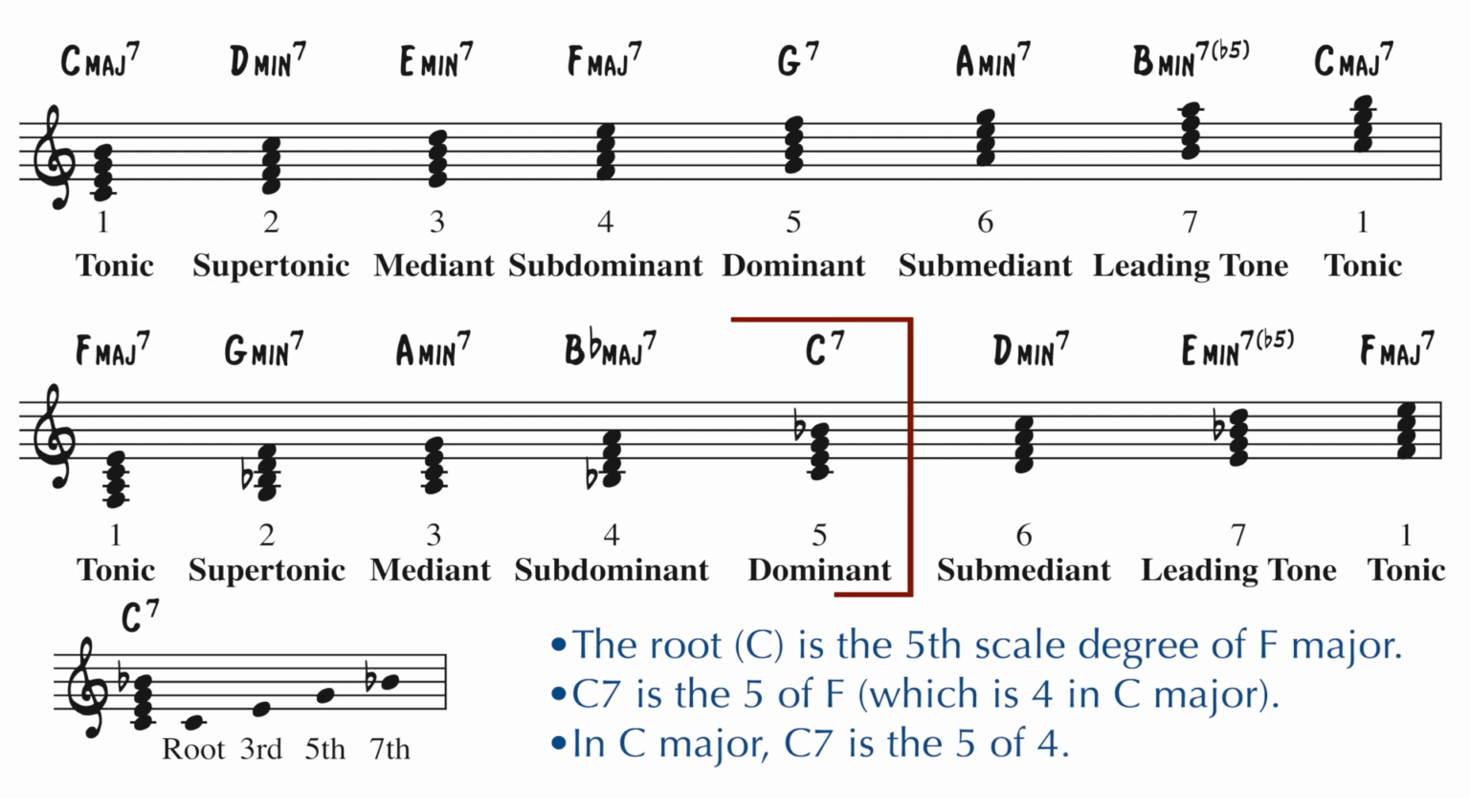C is the 5th note of the F major scale. So this C7 is a secondary dominant. In this case, it's the 5 of F. Now, F is the 4th scale degree of C major. So if you're in the key of C, you would call this C7 the 5 of 4.